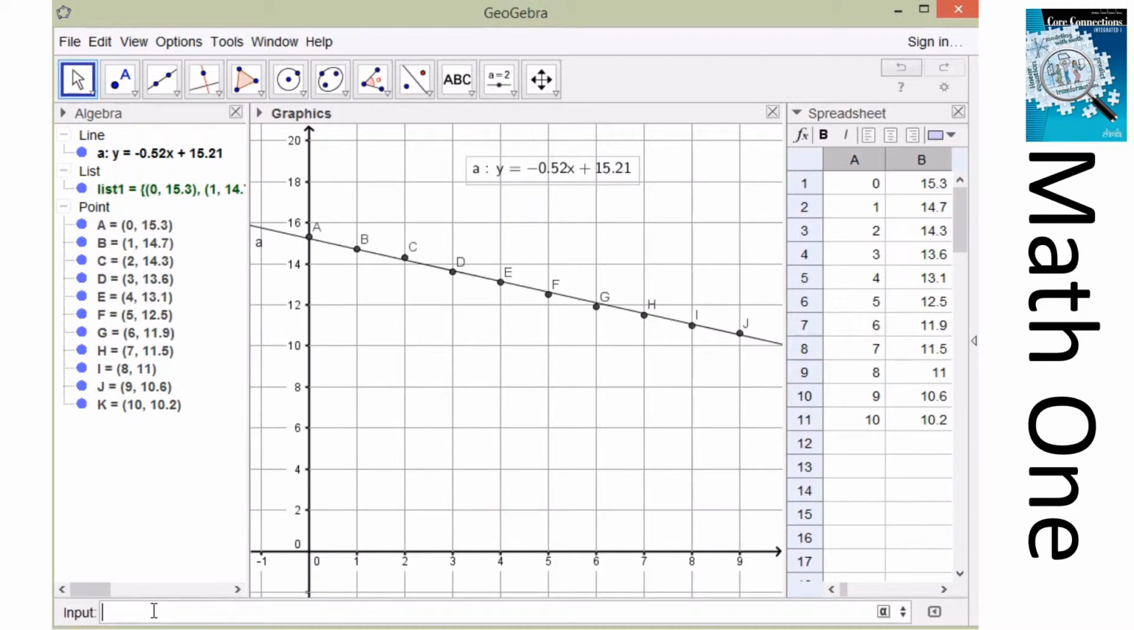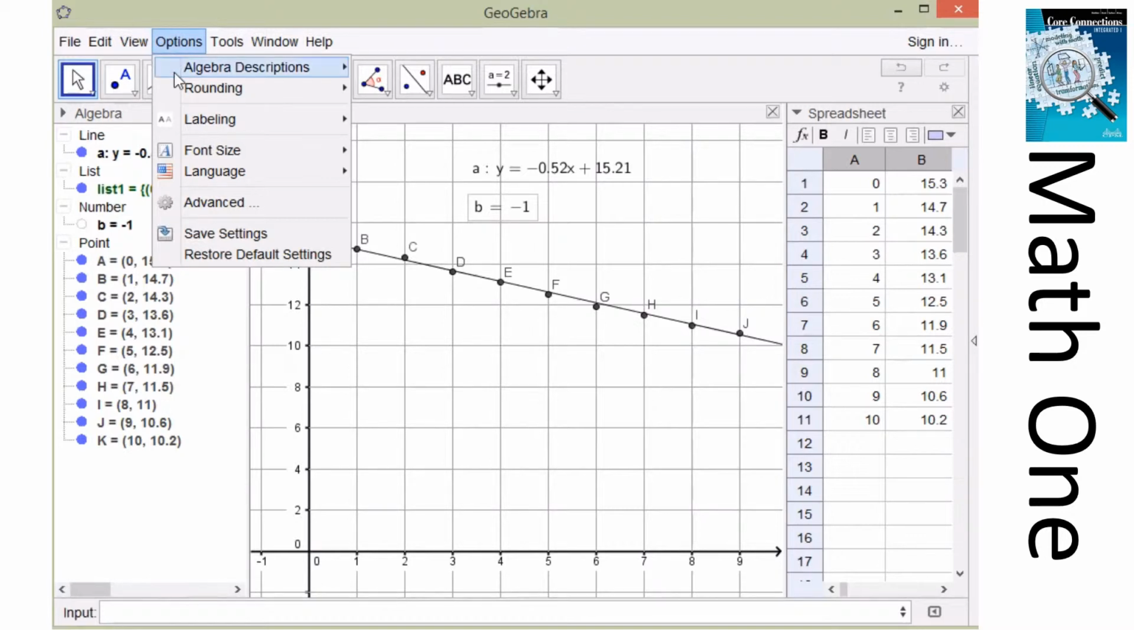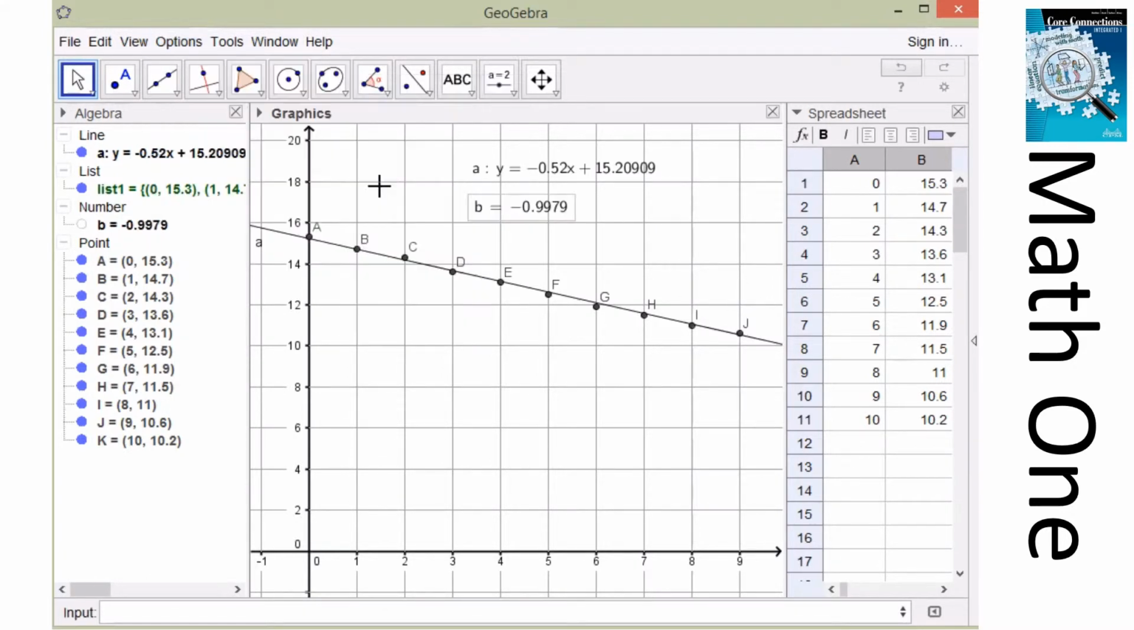I can look at the correlation coefficient by just typing in correlation. And correlation coefficient also requires the list of data, so it's list 1. So when I press enter there, it says my correlation coefficient is 1. That's amazing, because I know it isn't. What's happening in GeoGebra is there's a round off. So if I hit options and go to rounding, I could say, oh, give me 5 decimal places. So my correlation coefficient is very, very strong.